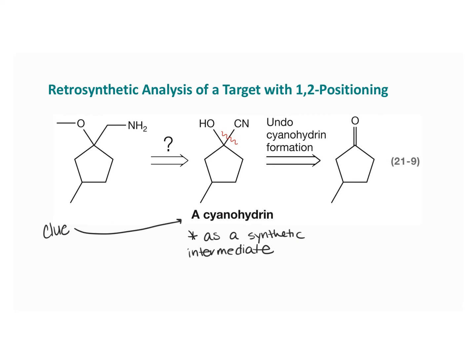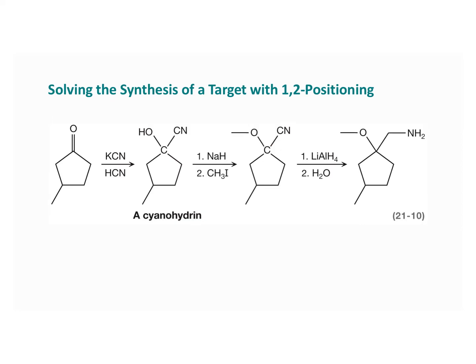And so we need to convert the OH group. Let me show this. I think this will help. We need to convert the OH group to the ether, okay? So we need to convert this OH group here into the ether here, right? And convert the C triple bond N group right here to a primary amine, okay?